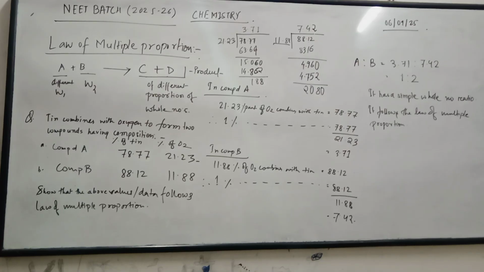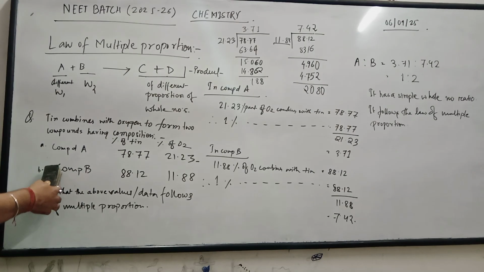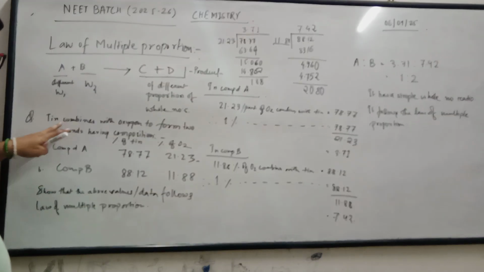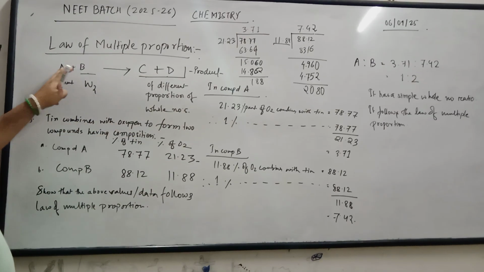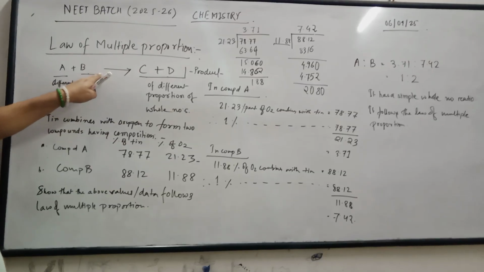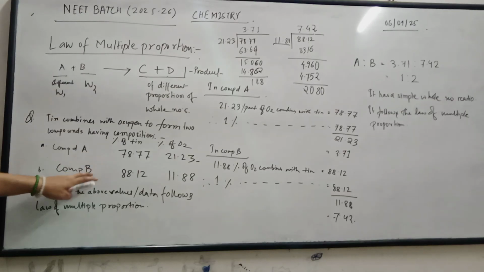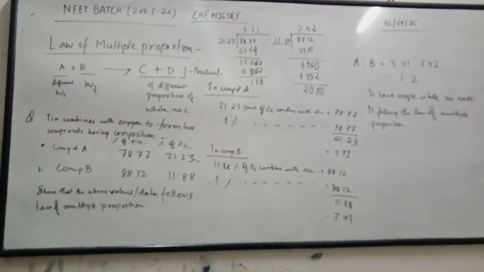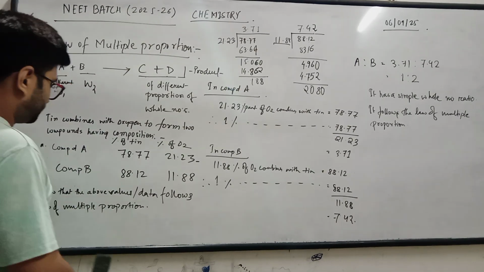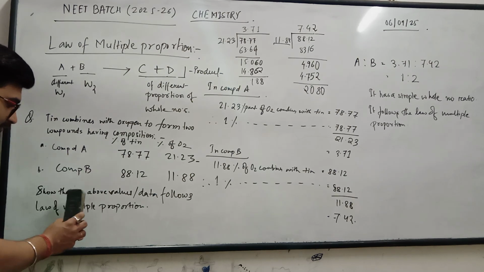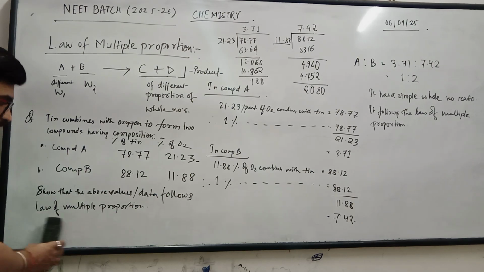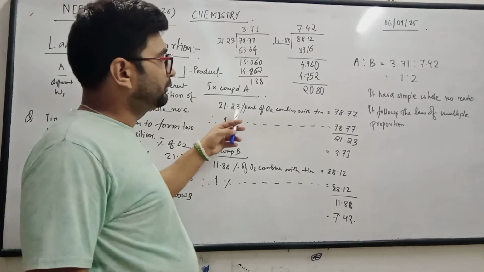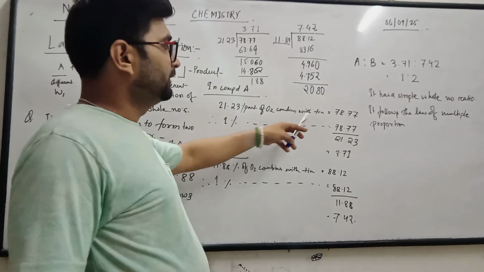Here we can see we got two compounds, compound A and compound B. It was told that tin combines with oxygen and forms two compounds, A and B. The question asked is to show that the above data follows the law of multiple proportion. So here we calculated the part of oxygen combined with tin.